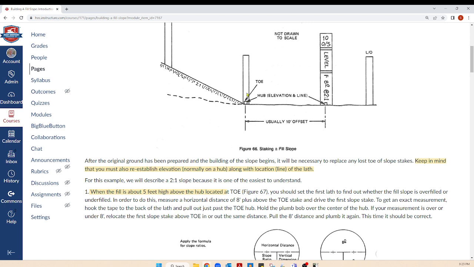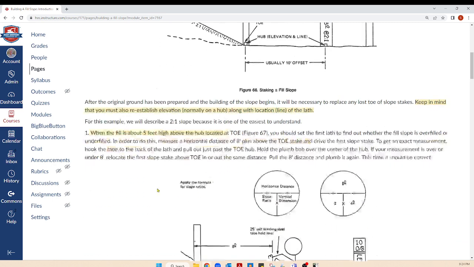If I accidentally knock this off, or on purpose get it out of the way so we can run the motor grader down through there, I can reset it using the information here and this hub. So keep in mind that you must also reestablish elevation, normally on a hub, along with the location line, if any of them get lost or knocked over.